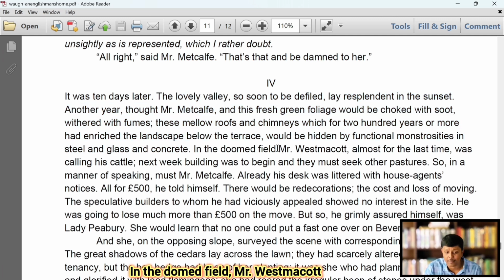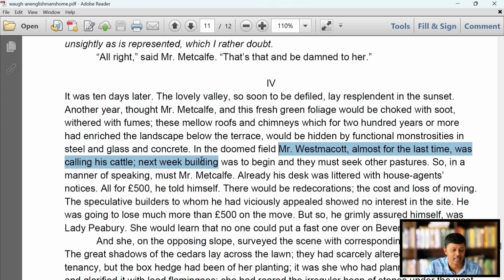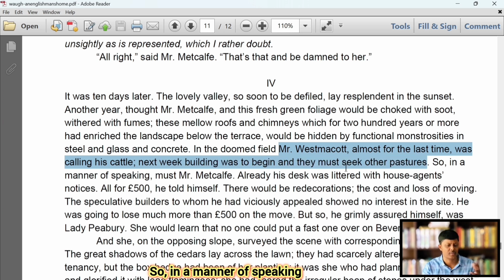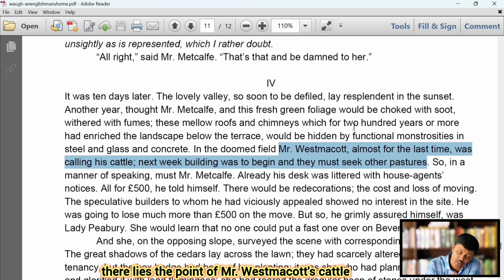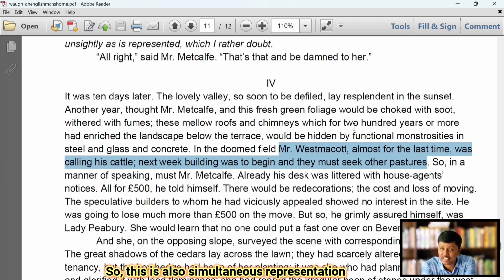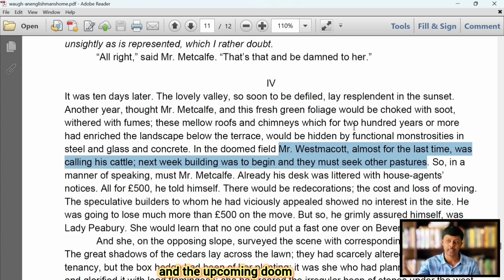In the doomed field, Mr. Westmacott, almost for the last time, was calling his cattle. The next big building was to begin, and they must seek other pastures. So, in a manner of speaking, asked Mr. Metcalfe already. His desk was littered with house agents' notices, all for $500. Now, here lies the point of Mr. Westmacott's cattle. This is also simultaneous representation of a pastoral life, a rural simple life, and the upcoming doom. So, these are the symbols that you have to understand.